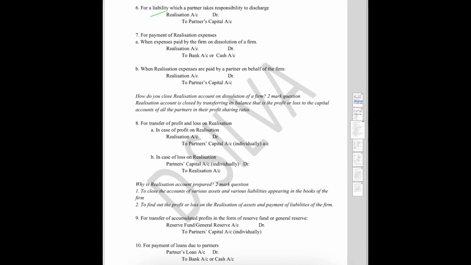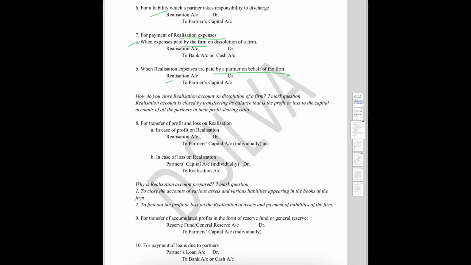The next important journal entry is for the payment of realization expenses. Now in your question also, it is very important to understand who is making the payment of realization expenses, nothing but the dissolution expenses. First and foremost, if the firm is making the payment, then the journal entry will be realization account debit to cash or bank account. If realization expenses are paid by a partner on behalf of the firm, then the journal entry will be realization account debit to partners' capital account. So in your 12-mark question, students, you will get only one scenario, that is, who is going to make the payment? Is it the firm which will pay the realization expenses, or the partner who will make the payment on behalf of the firm?